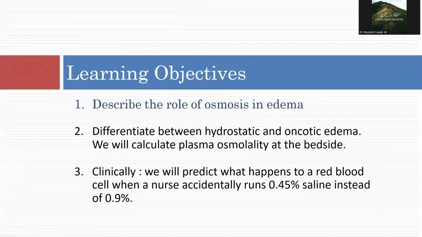Our primary objective in this session is to describe the role of osmosis in edema. But we will go further. We will differentiate between hydrostatic and oncotic edema. We will calculate plasma osmolality at the bedside, and we will predict what happens to the RBCs when a nurse accidentally runs 0.45% saline instead of 0.9%, the normal saline.